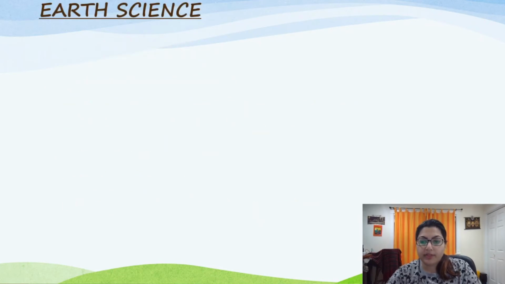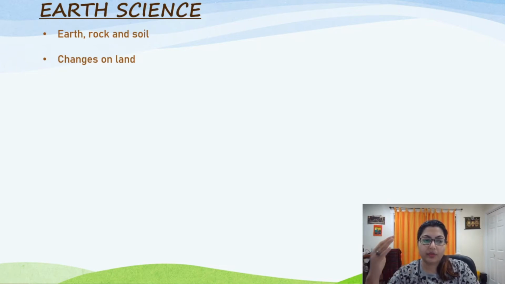Then we come to earth science. For earth science, we will study earth, rock, and soil. Earth is composed of rocks and soil and water and a lot of other things together. And the changes on the land, which is more like a prelude to erosion and metamorphosis of rocks, to talk about how land forms over a period of time, changes into flatlands, how mountains with erosion become flatter, and how different types of landforms are formed by changes in weather.